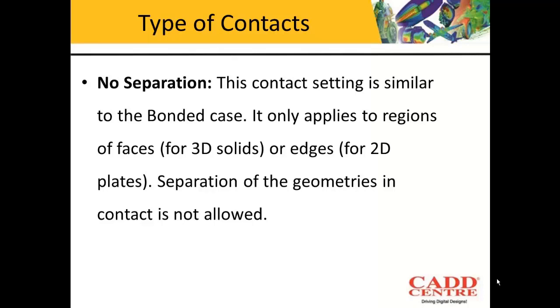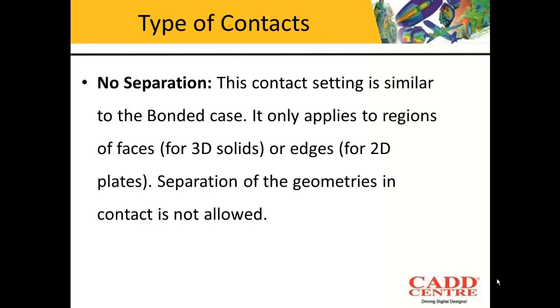That means we can use this no separation contact if there are two plates and I am applying some load on them. If I am very sure that the load that I have applied will not cause any separation between the two plates, there I can very clearly use no separation contact. And in this contact we are saying that there is very little sliding allowed. So the sliding allowed in this contact is frictionless, but the sliding is very limited. It is a very limited sliding that we get in no separation.